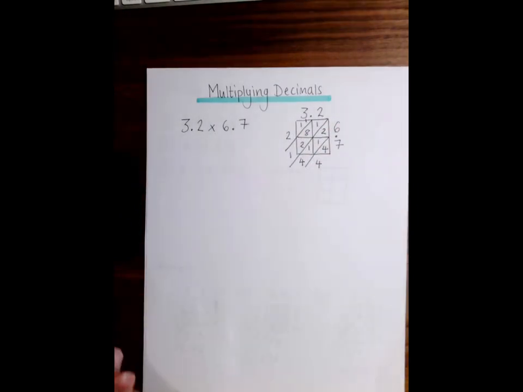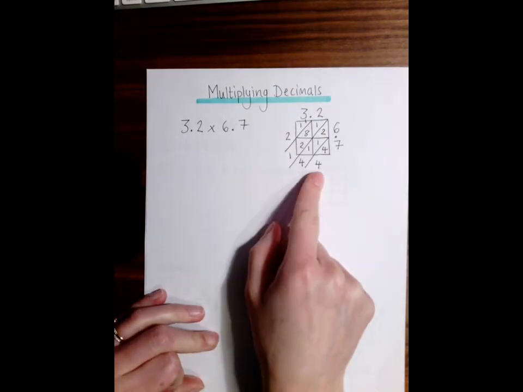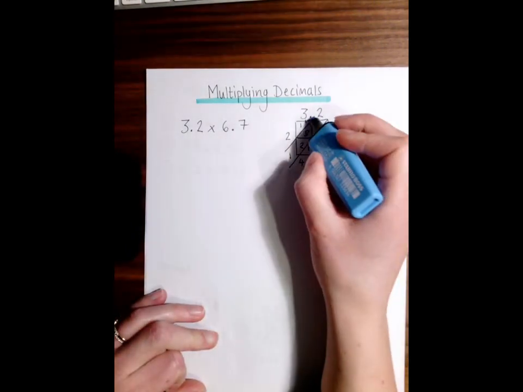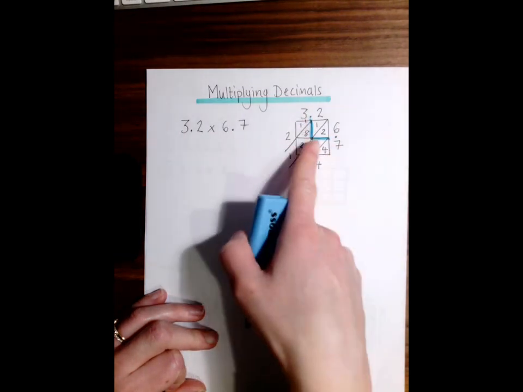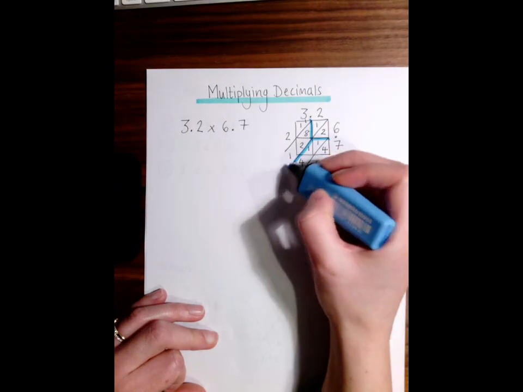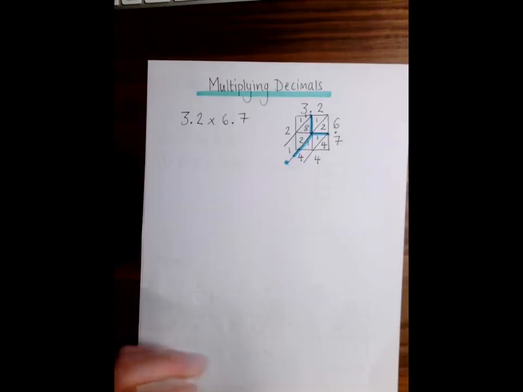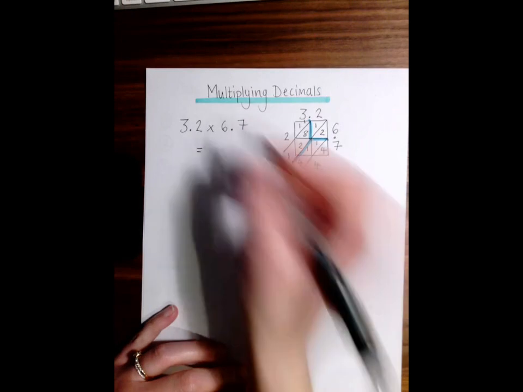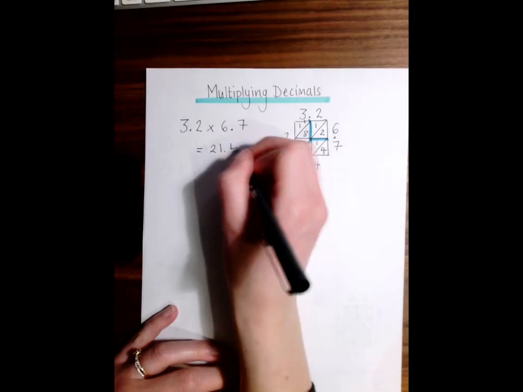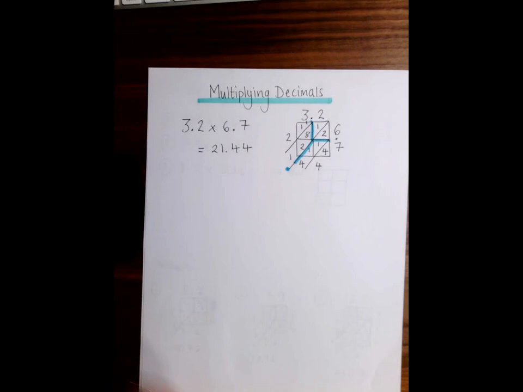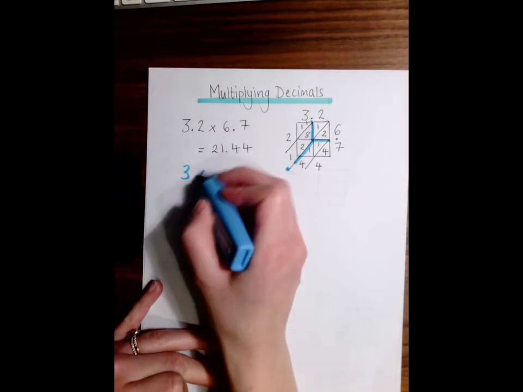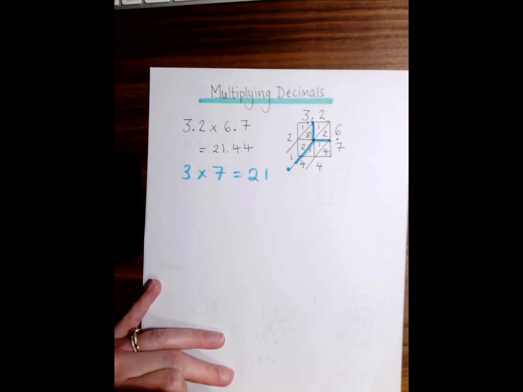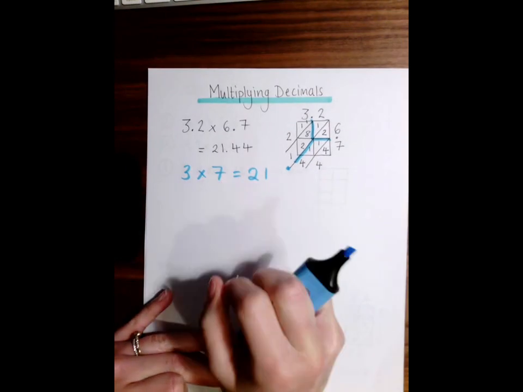Then to find where the decimal point would go between the numbers 2, 1, 4 and 4, what you can do is look at where your decimals would meet. So if I went down here and across there from the decimals, they meet at this point, so that means my decimal would go there. So the answer would be 21.44. And you could check if you think your answer is right by doing a bit of estimating. So 3.2 is close to 3, 6.7 we would round up to 7, and 3 times 7 is 21, so it looks like the answer would be correct.